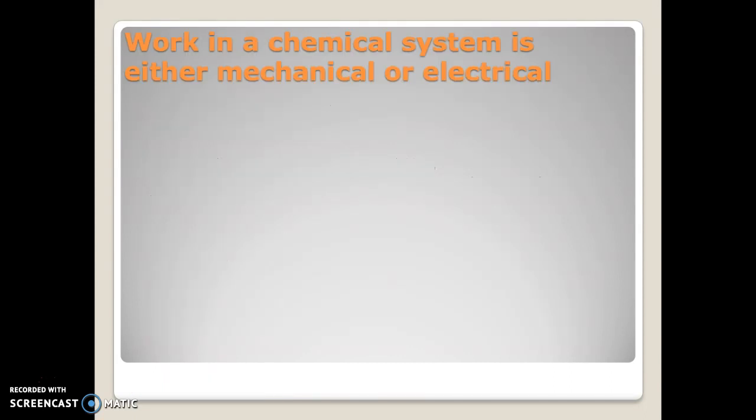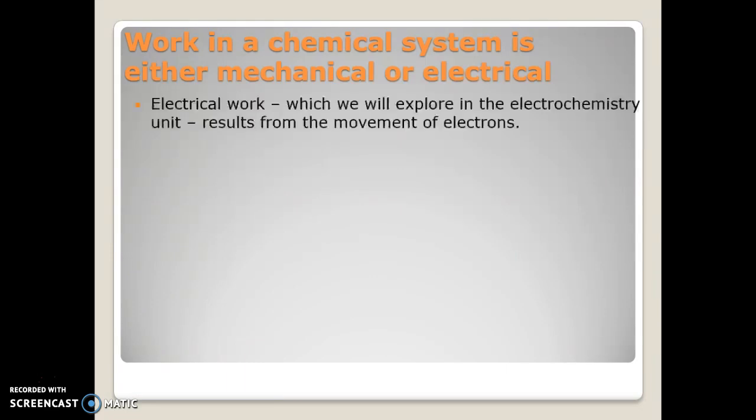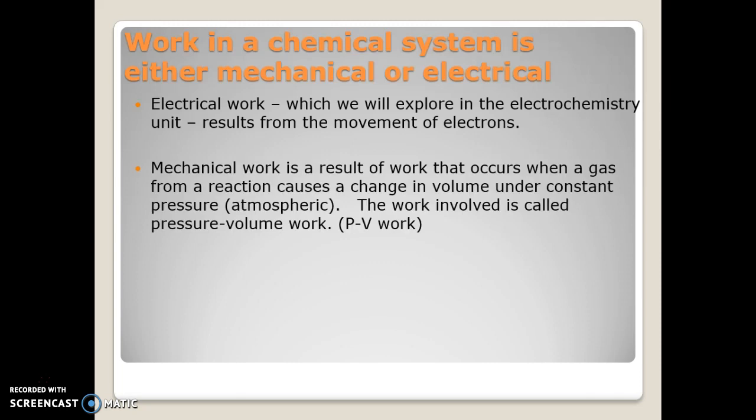All right, so work in a chemical system is either mechanical or electrical. Electrical work is what we'll explore during the electrochem unit. That results from the movement of electrons. So we'll wait for the redox unit to take a look at that stuff. What we're going to take a look at now is mechanical work.